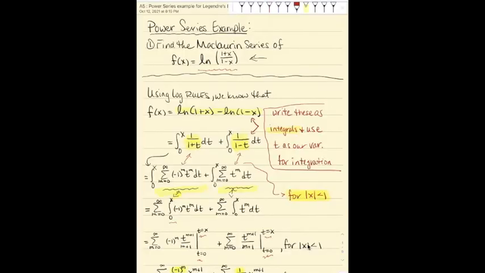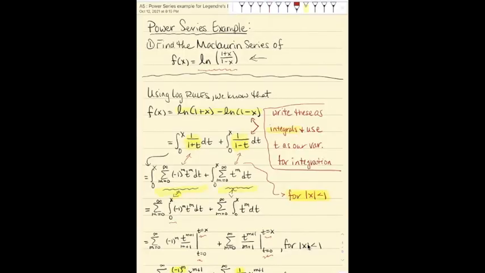Today I am going to finish up some odds and ends from Legendre's equation, and there's another video already where I'm just writing down a Maclaurin series. I did part of it on the board in class, and I'll try to finish it up here. So let's get started.